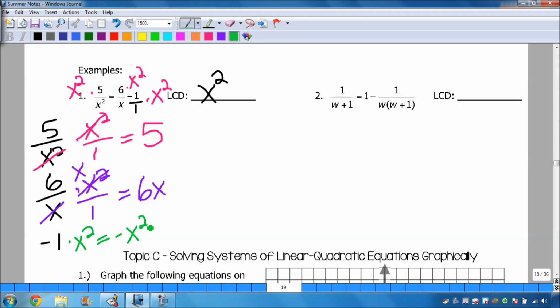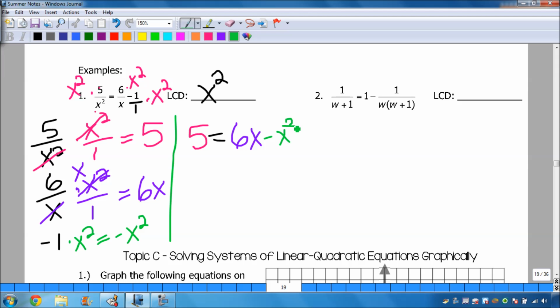So put that all together into a new equation. Your new equation will now say, instead of 5 over x squared, just 5. Instead of 6 over x right here, it will turn into 6x from our multiplication, right? So we're going to say equals, and then right here we're going to say 6x, all right? And then instead of this minus 1, it turned into negative x squared.